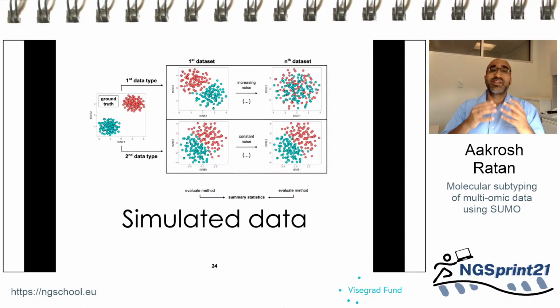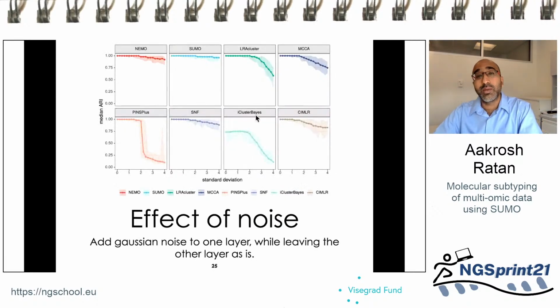So let's test this on simulated data. The way we did this was we started out with some ground truth. We had two different clusters in our data. Now we injected noise into this data set. We created two different layers. On one layer, we injected a modest amount of noise, and in the other layer, we kept on increasing the noise. And then we applied several methods in order to determine how well they do.